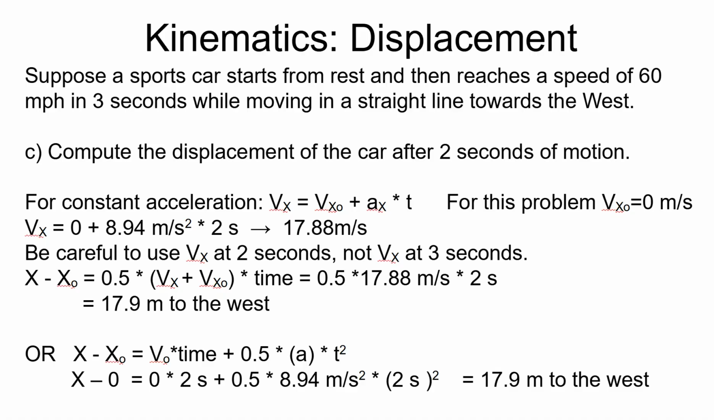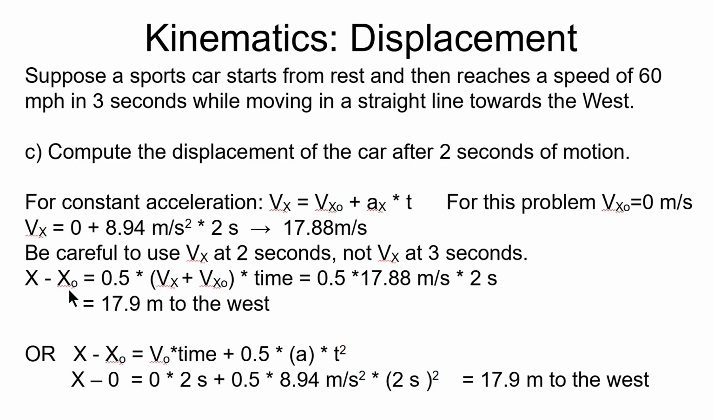How about the displacement after 2 seconds of motion? We're dealing with constant acceleration here. We're assuming constant acceleration. So the first kinematic equation will help us find the final velocity. Vx equals Vx naught, the initial velocity, plus the acceleration multiplied by the time. In this problem, we're starting from rest, so Vx naught is 0. And Vx, the final velocity, is 0 plus 8.94 meters per second squared times 2 seconds. So the final velocity is 17.88 meters per second.